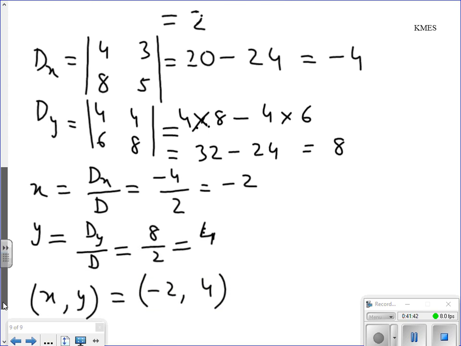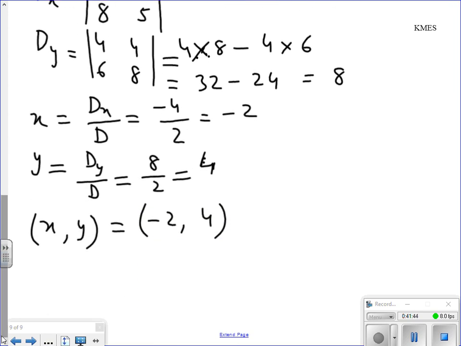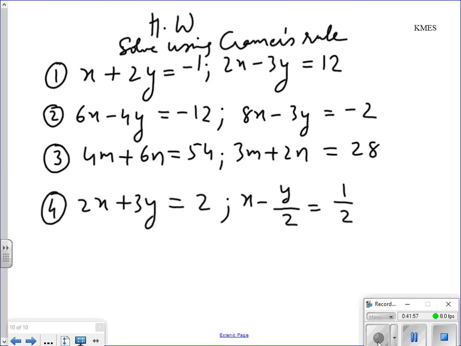Welcome back. The last step over here, writing the solution, that is x comma y equal to minus 2 comma 4. That completes our sum. Welcome back. So we come to the end of this lesson today. Following questions you will be attempting as your homework. You have to solve these 4 questions using Cramer's rule.